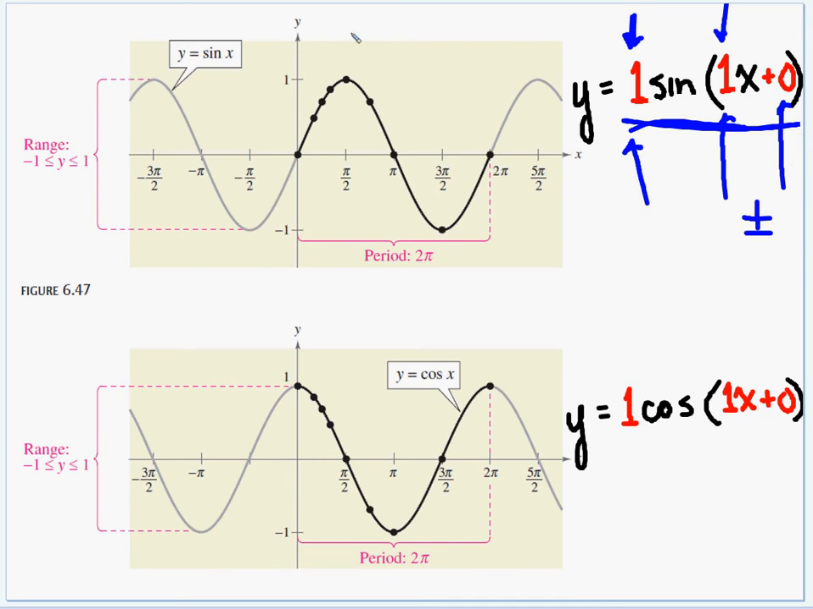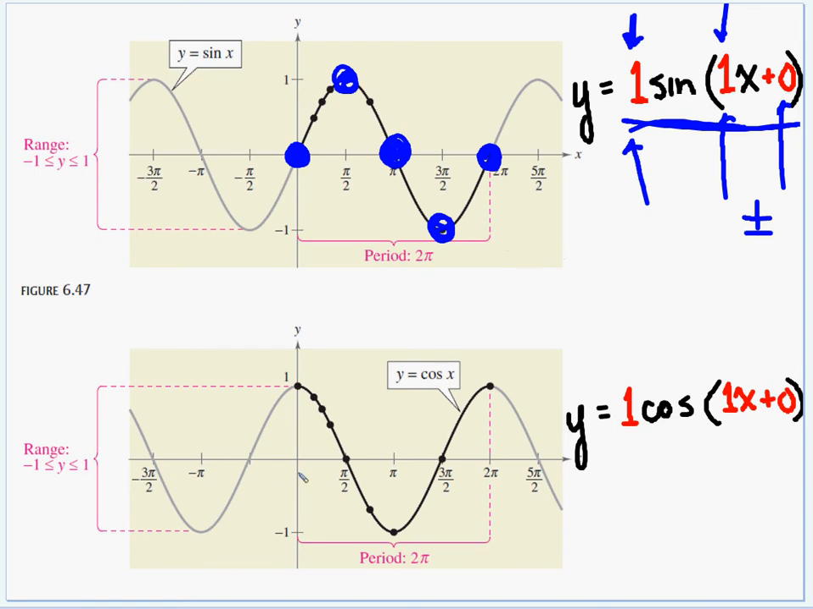Oh, and let me point out here in the sine wave, to graph it, we need 5 points per cycle. Where we begin, where we end, sine crosses in the middle, and we're going to have a peak and a valley. So there's 5 key points to graph this.